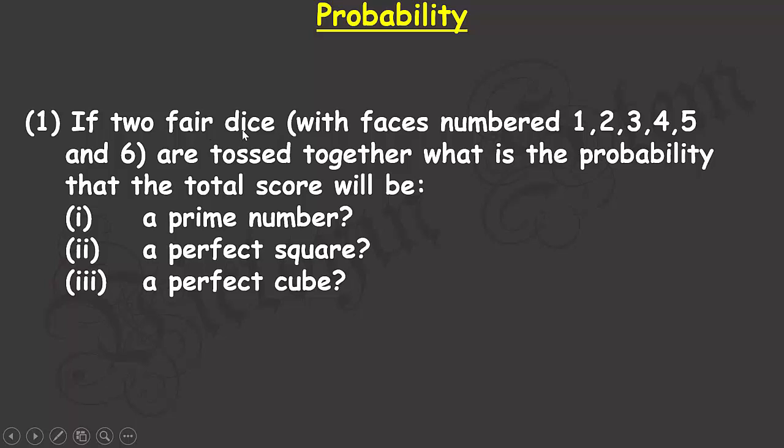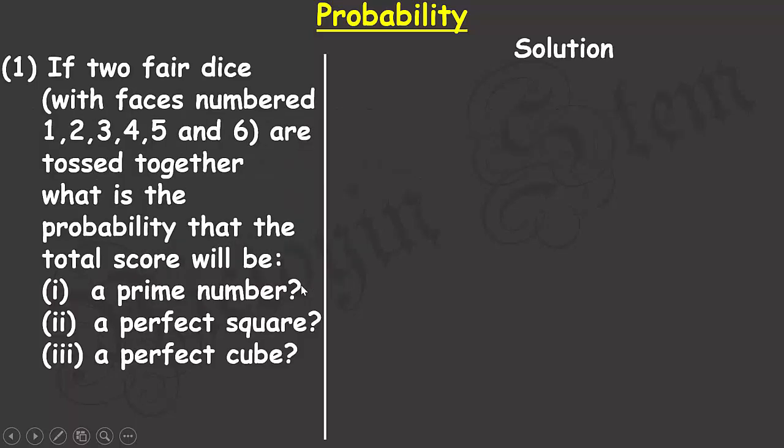If 2 fair dice with faces numbered 1, 2, 3, 4, 5, and 6 are tossed together, what is the probability that the total score will be 1, a prime number, 2, a perfect square, 3, a perfect cube?